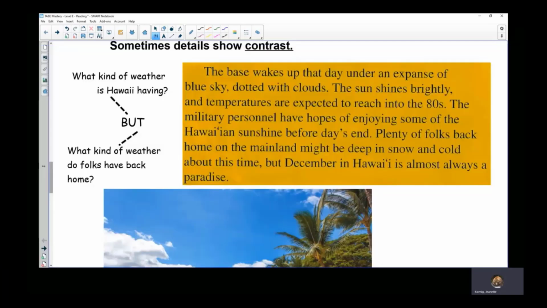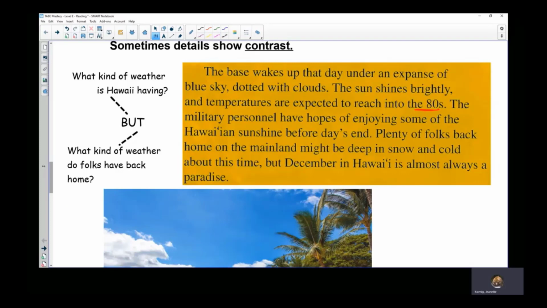So again, here we have to think back to what part of the year are we in? We're in December. All right, what kind of weather is Hawaii having right now? 80 degrees. Okay, yeah, it's going into the 80s, which seems kind of glorious to us here in Tucson. Oh, I'd love to have it in the 80s.